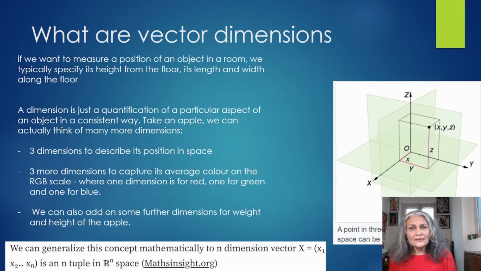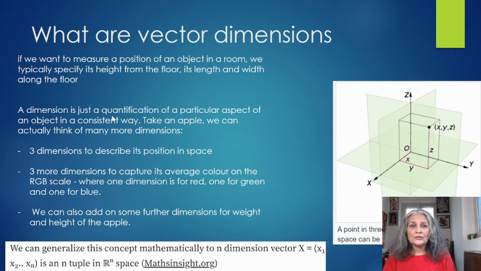Now, let's understand in a little more detail what vector dimensions are. First, let me talk about it not in the context of words, but in the context of a 3D object. I have here the x axis, the y axis, and the z axis. And we have a point in this particular 3D space.